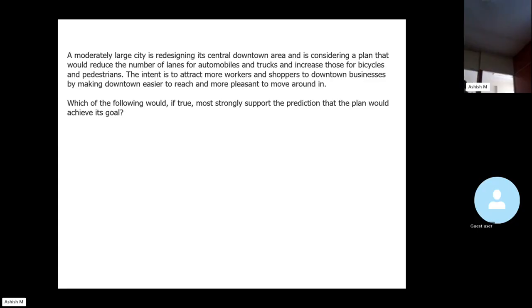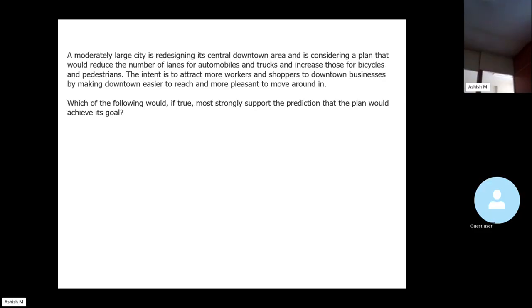I think not difficult. At least the argument is not difficult. Can you guys tell me what the argument is saying? Yes. Very nice. So obviously the whole intent is to increase the business, downtown business. So what's the plan for that? Who is them? Which workers? Very nice. So they hope, I mean, they're planning to increase bicycles and pedestrians. And with this plan, they are obviously hoping that the business would improve, right?